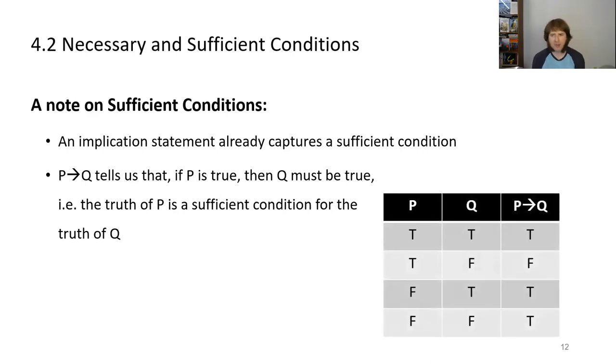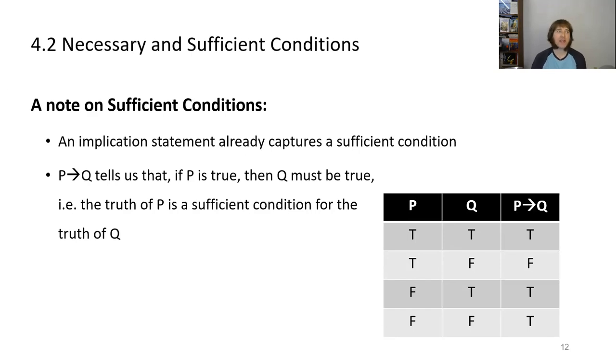And if we look at the truth table, right, this was just the definitional truth table for an implication statement. If P is true, then Q is true. That means when P is true, Q must be true. It cannot be the case that P is true while Q is false. That really just means P is a sufficient condition for the truth of Q. If P is true, Q has to be true, right? Period. What happens if P is false? Well, Q could be true or false. And that's exactly what a sufficient condition is.